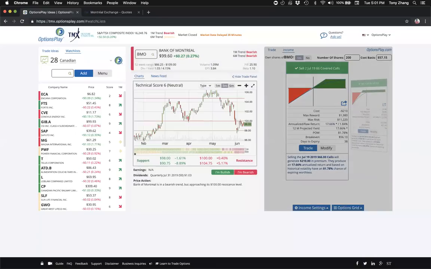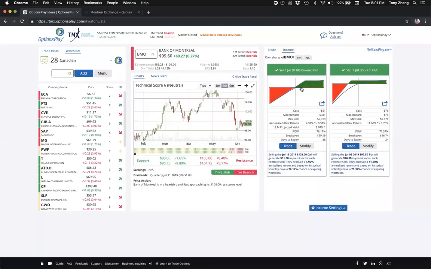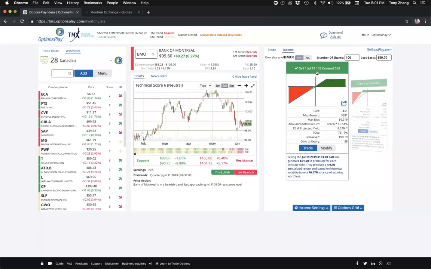So let's say you own BMO stock now. This is telling you to sell the July 19th 103 covered calls. This will collect $51 in income for every 100 shares that you own, which annualizes out to a 4.92% yield on a stock that already pays you a hefty 4% dividend. So that increases your total yield from 4% to about 9% by adding covered calls to it.